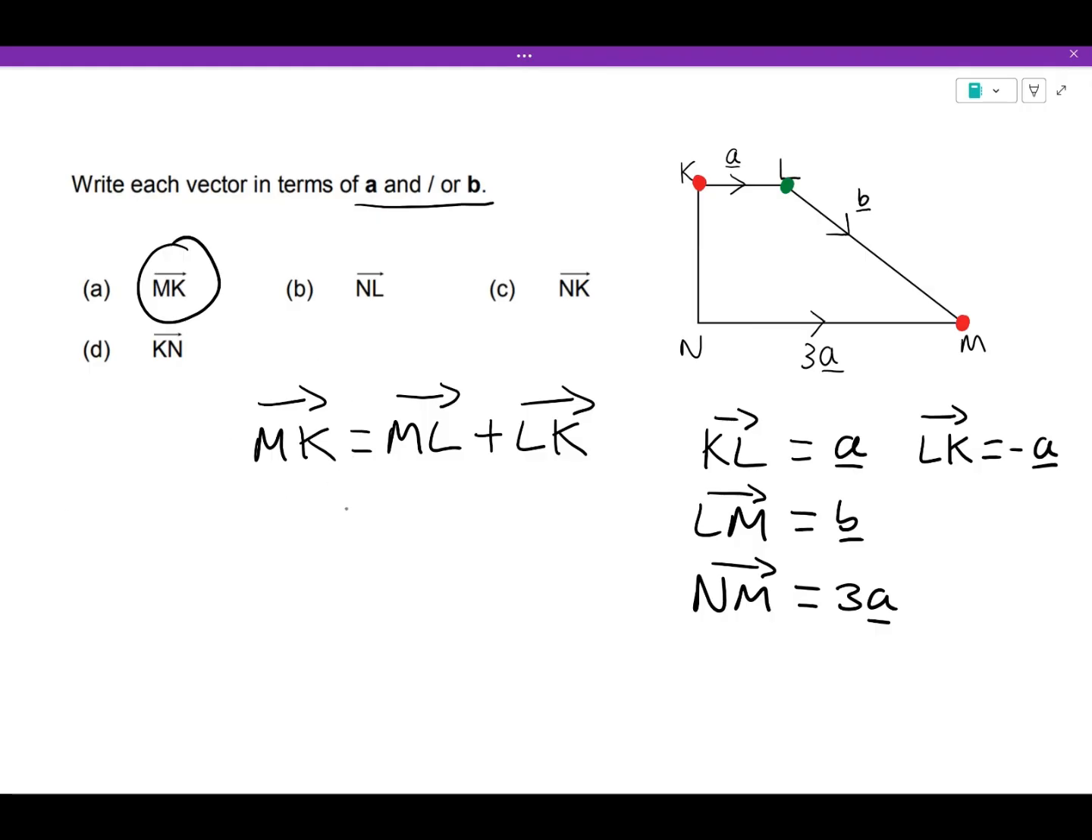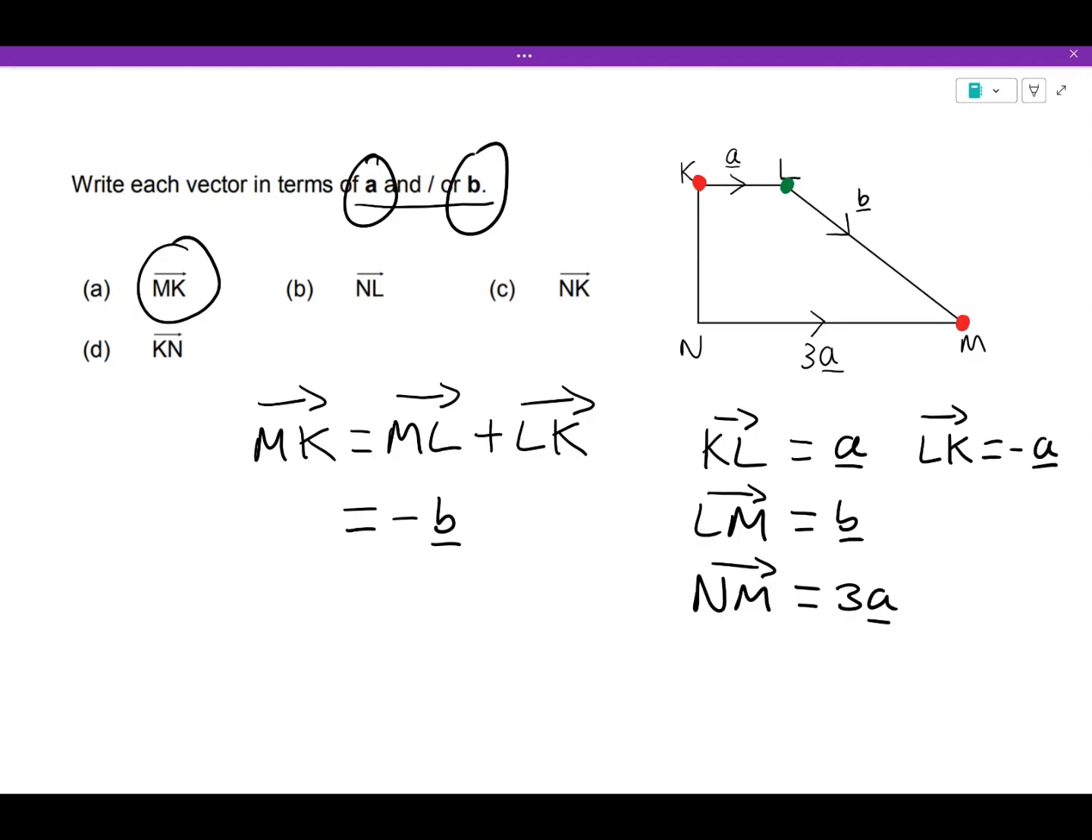So let's fill in the vectors in terms of A and B, because that's what the question asks for. Well, M to L, if we look at the line with M to L, we got the vector B on it. However, look at the way the arrow is going. That's going from L to M. So if I want to reverse it, I need to multiply by -1. So it's going to be negative B.